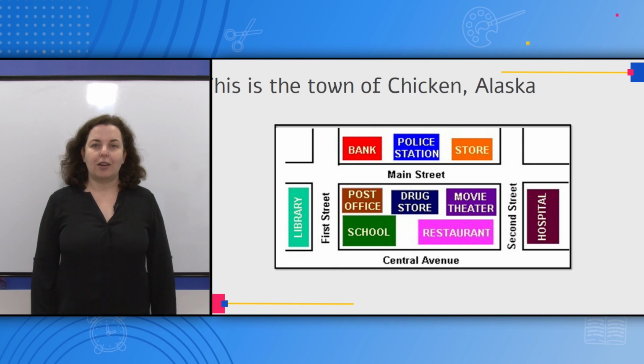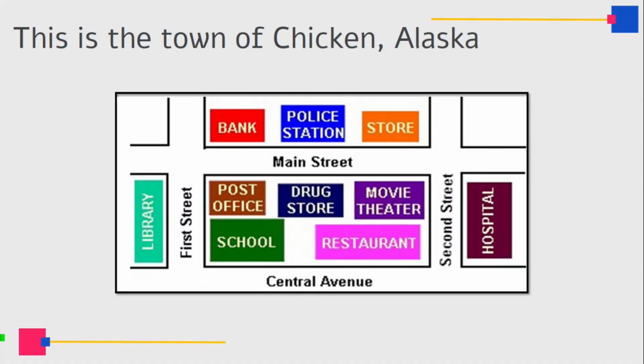Let's look at this map. It's a map of a town, a very funny name. This town is called Chicken, and it's in Alaska. It's true. It's not a fake name. It's called Chicken, Alaska. Alaska is, of course, one of the states of the United States. By the way, at the end of this lesson, you can maybe go on Google and check Chicken, Alaska and see pictures of it. Let's look at this map together.